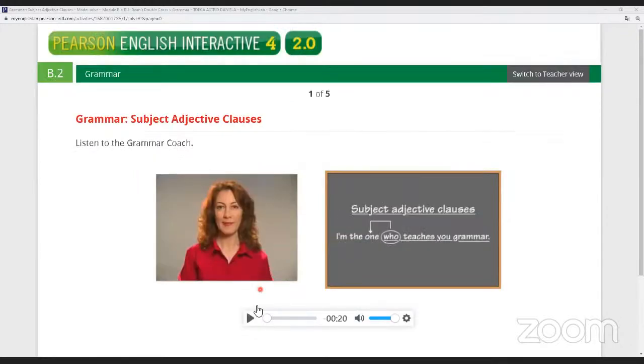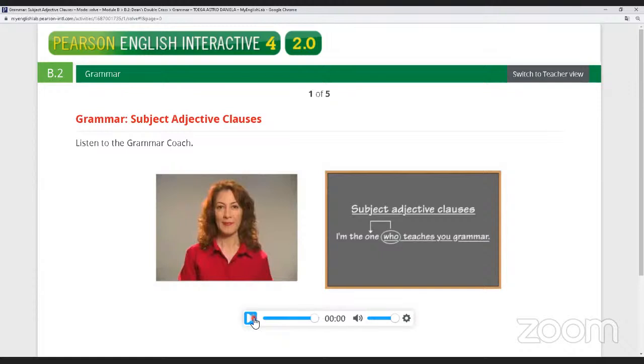Hi, it's Emily again. You know me. I'm the one who teaches you grammar. Today, we're going to talk about adjective clauses. They're the clauses that begin with relative pronouns like who and that. We're going to study the ones that identify the subject of the sentence. Let's begin.